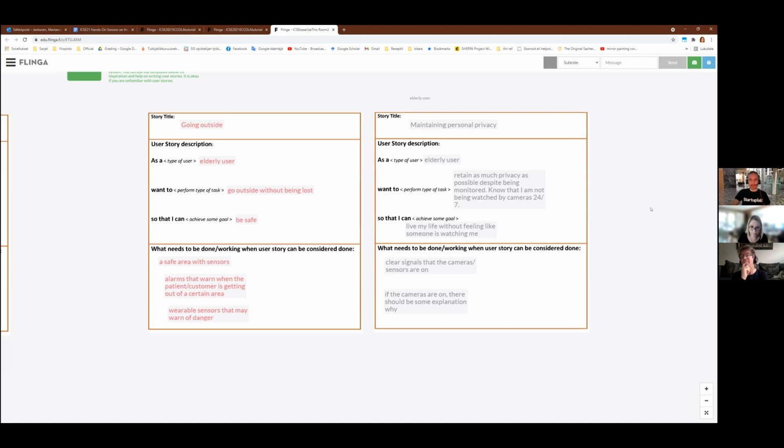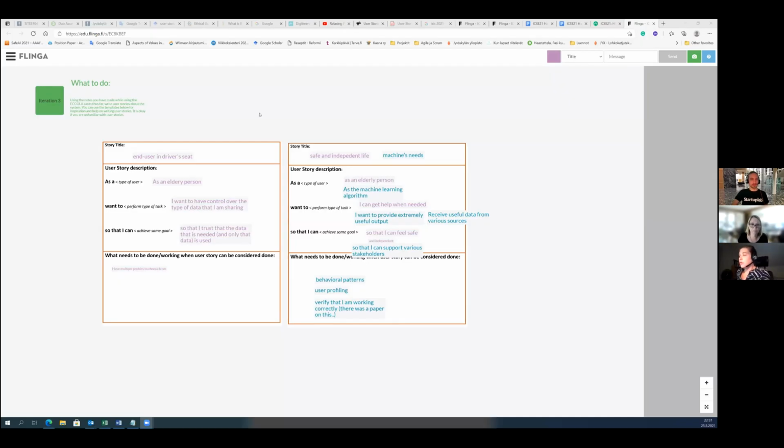Okay, and then we have time for the last room. I can share the screen. Okay, so we had one theme and then a second story with two themes. The first story title: End Users in Driver's Seat. As an elderly person, I want to have control over the type of data that I'm sharing, so that I trust that the data that is needed, and only that data, is used. The user story can be considered done when there are multiple profiles to choose from.